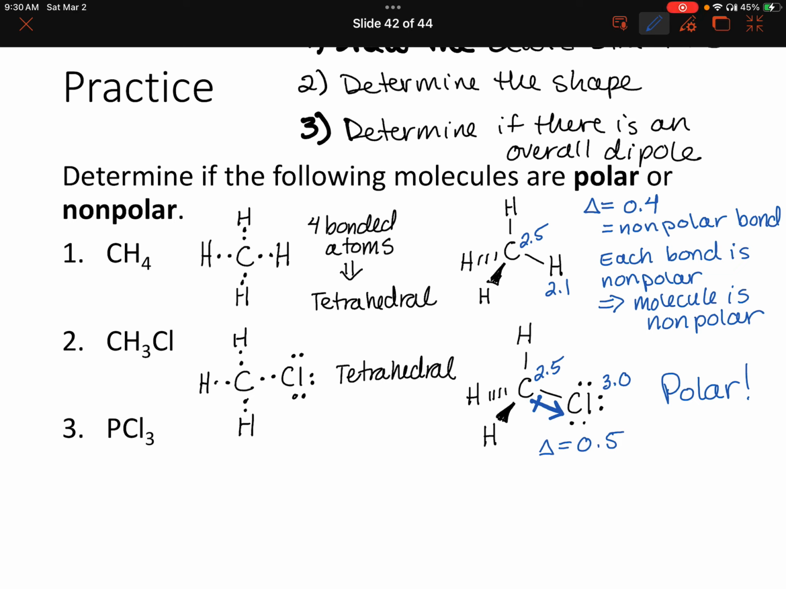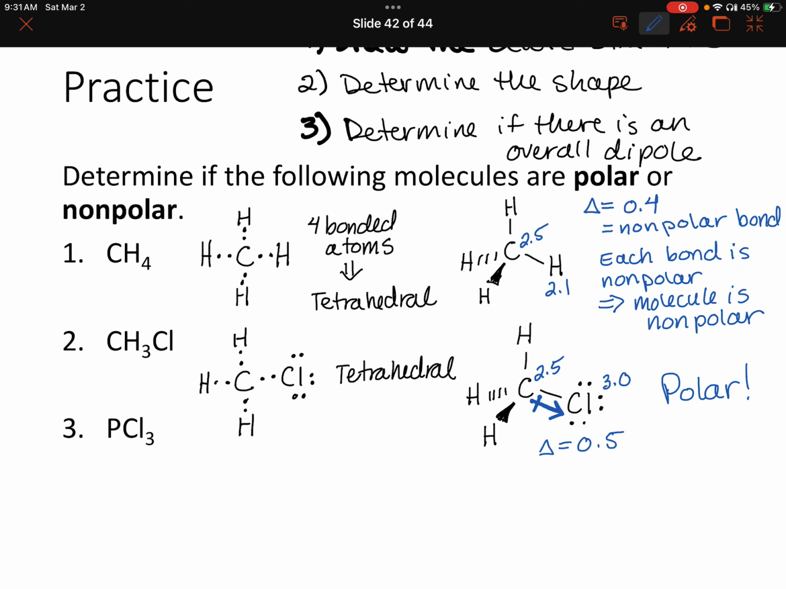So we could also think about this in terms of symmetry. The molecule we looked at before, CH4, is symmetrical. Everything's evenly spaced, all the atoms are the same around carbon, but in CH3Cl, it's no longer symmetrical. We have that chlorine instead of a hydrogen. And that carbon-chlorine bond is polar. So that's going to make the overall molecule polar.